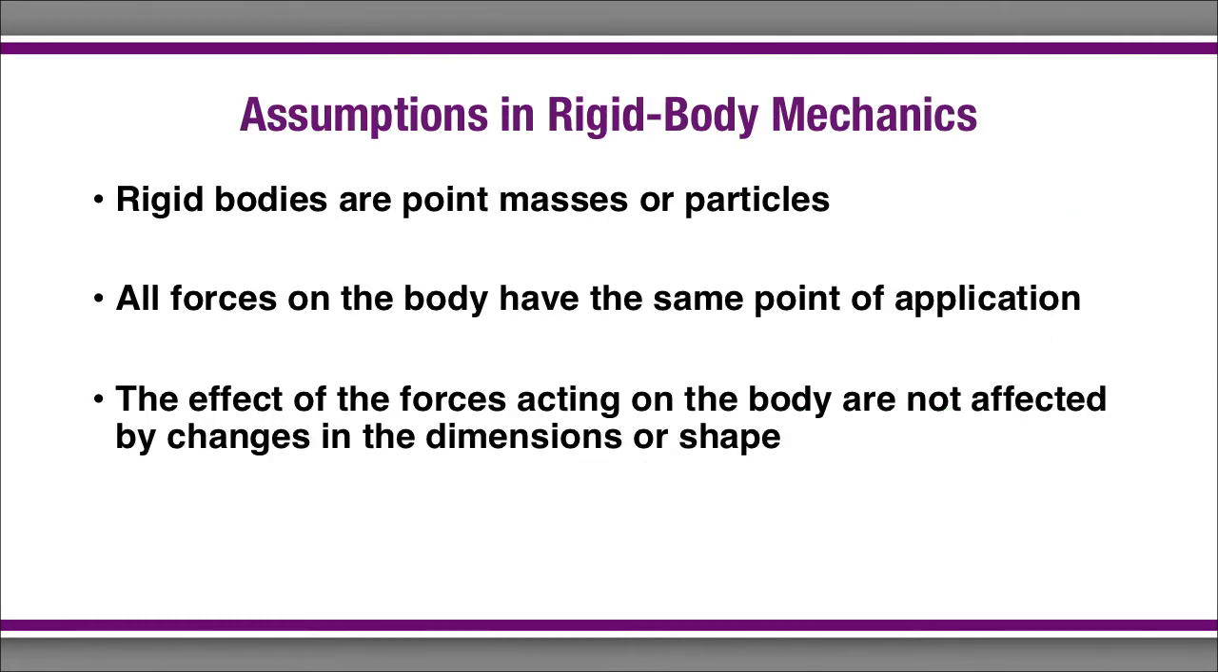Some assumptions that we will carry through this chapter is that rigid bodies are point masses or particles, and that all forces on the body have the same point of application. Obviously, this is not completely relative to real-life situations, but in order to simplify our calculations, we will assume that effects of forces acting on the body are not affected by any changes in the dimension or shape.